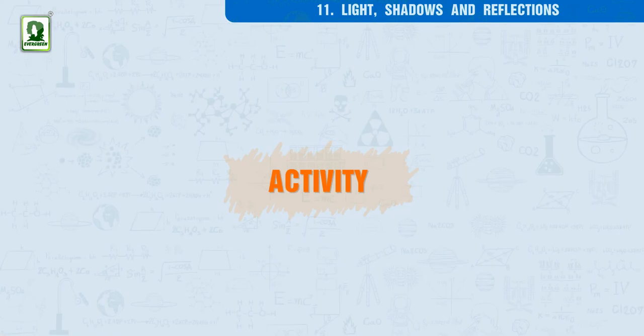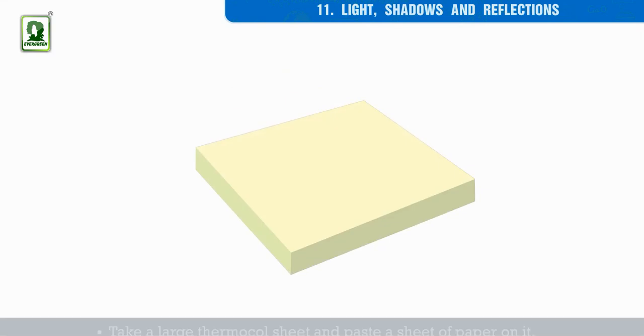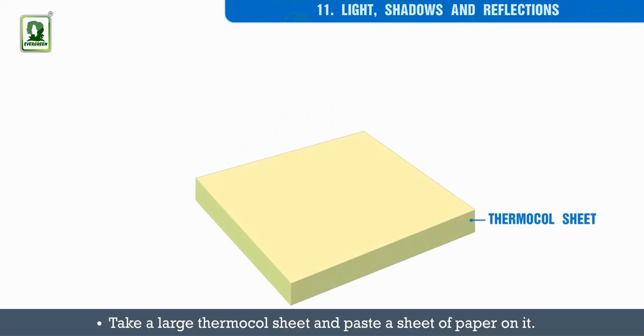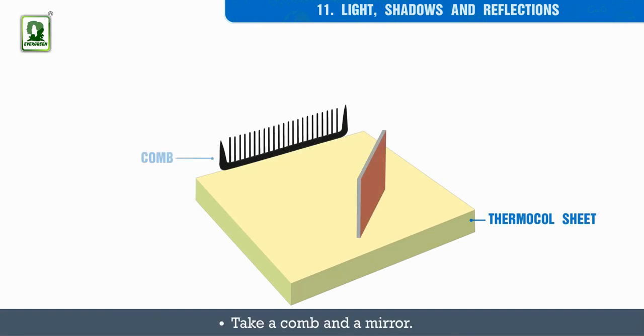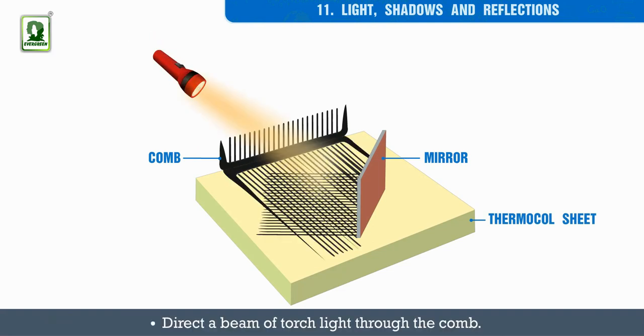Activity. To observe that light traveling in a straight line gets reflected from a mirror. Take a large thermocol sheet and paste a sheet of paper on it. Take a comb and a mirror. Fix the comb on one side of the thermocol sheet and the mirror on the other side. Direct a beam of torchlight through the comb.